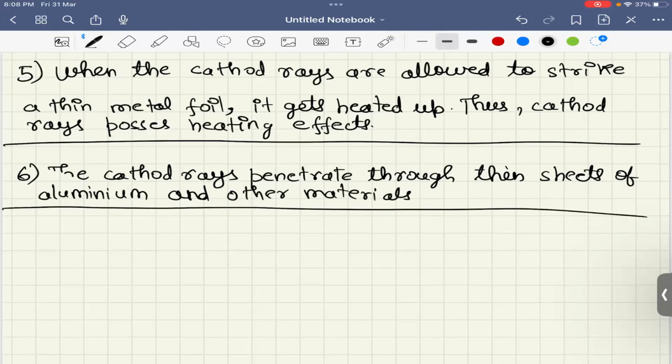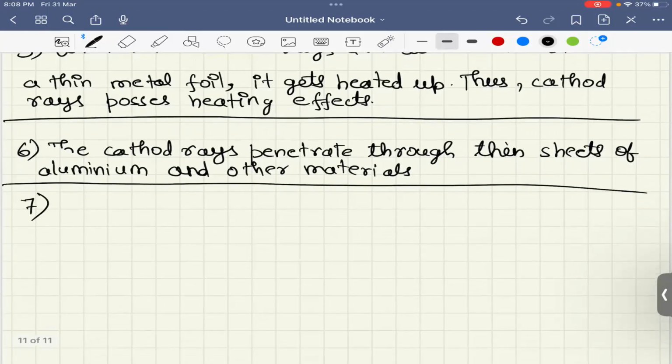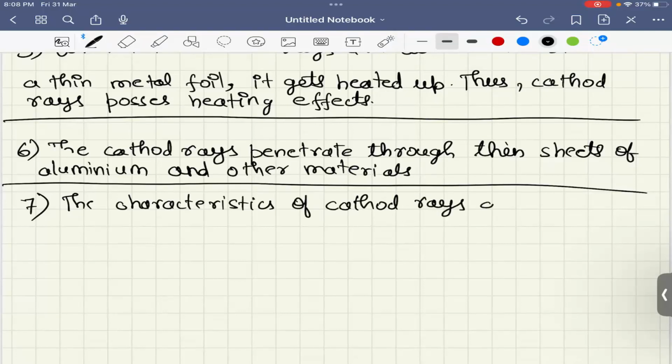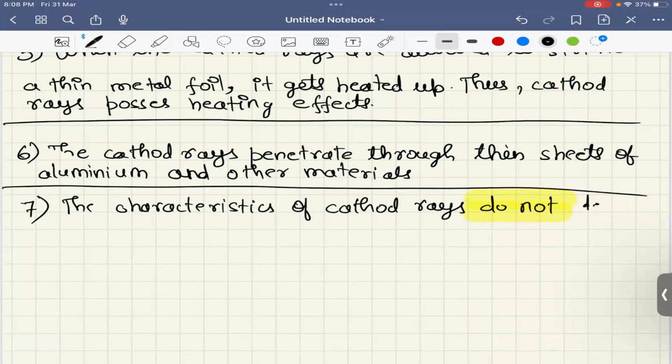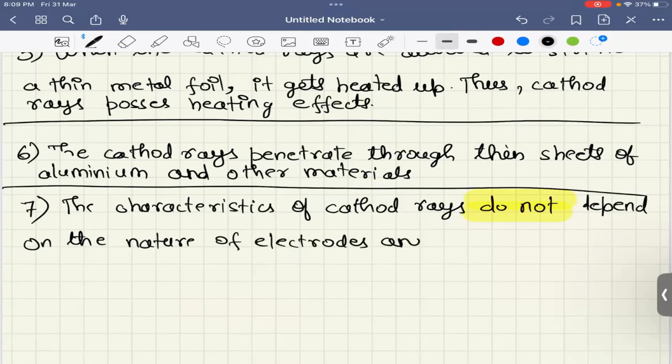And the last but the most important one is that the characteristics of cathode rays do not, and let me highlight it, do not depend on the nature of electrodes and nature of gas present in the experiment.